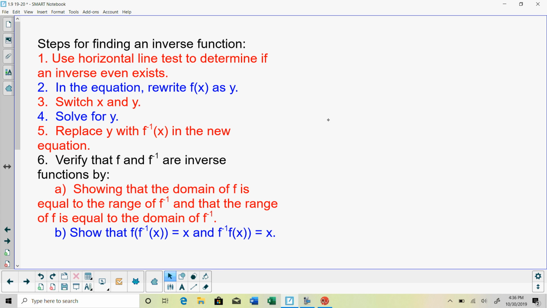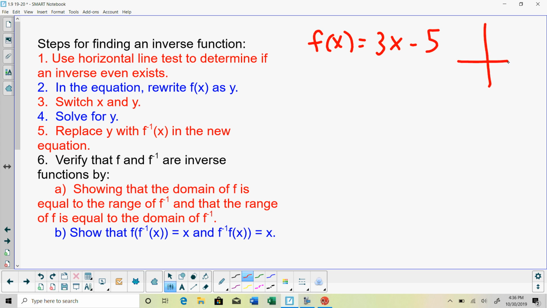If we were going to find the inverse, let's just make up a function right now. Let's say I was going to try to find the inverse of f of x equals 3x minus 5. I could graph 3x minus 5 on my calculator, but that's just going to be a line. It's going to look something like this, and it's going to pass the horizontal line test, so it's all good. Now we're on to step 2. It says rewrite your f of x as a y. So we're going to write y equals 3x minus 5.